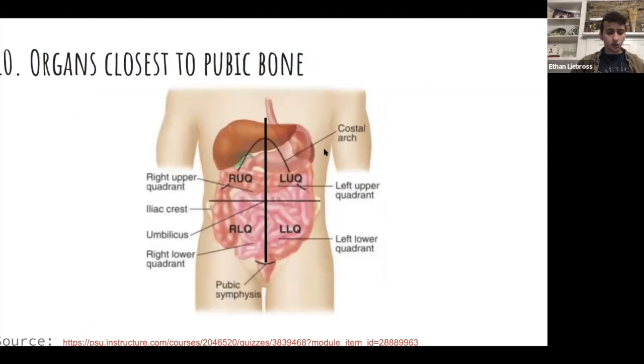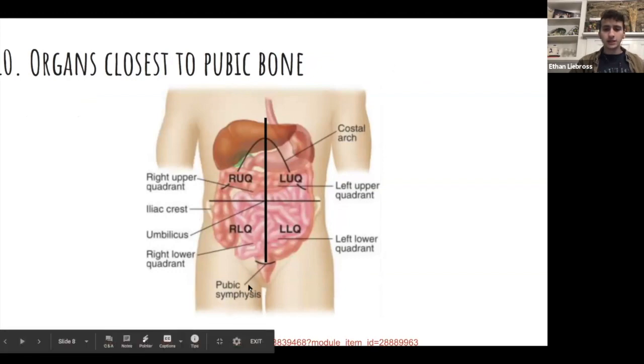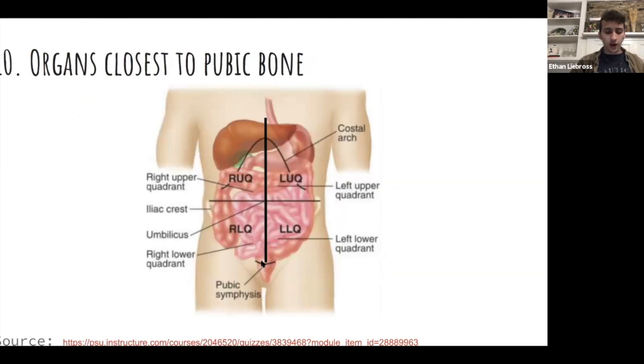So next, the organs closest to the pubic bone. So here, labeled nicely for us, is the pubic symphysis, which is right down here. So we're looking at what organs are closest to the pubic bone. And we would say the sigmoid colon, which is this S-shaped colon that leads to the rectum, as well as the ileum of the small intestine, which is right over here.